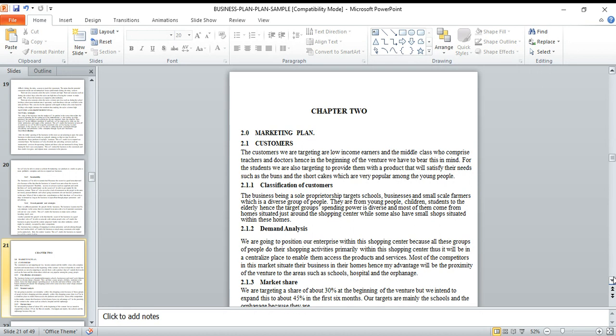So once you are done up to there, you have finished chapter one of the business plan. So we look at chapter two, and what is contained in chapter two: we're talking about the marketing plan, which is the second component of the business plan.